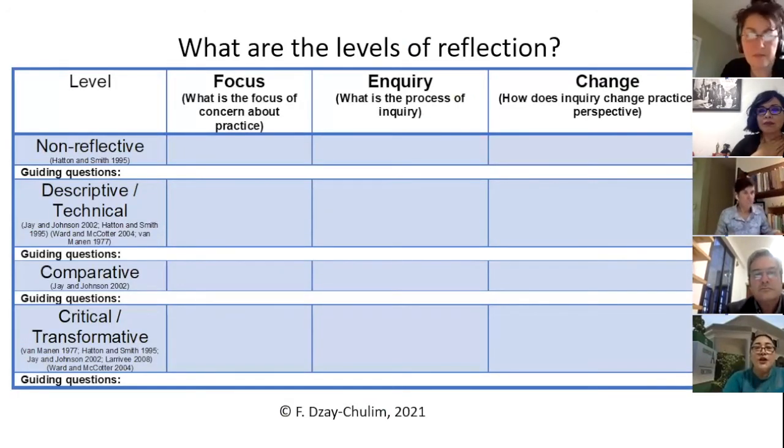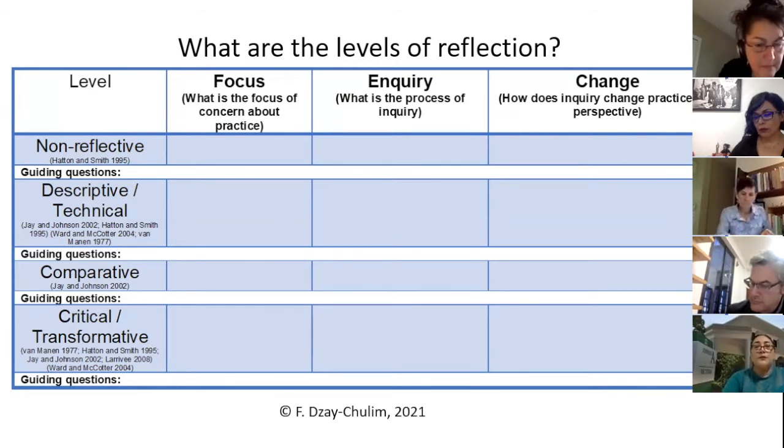Thank you. I will show you a classification of the levels that I used during my PhD research back in 2014. My proposal of levels is based mainly on Ward and McCotter's reflection form, while considering other researchers' proposals of typical questions, such as those of Jay and Johnson. It's divided into 4 levels: the non-reflective level, a descriptive or technical level, a comparative one, and a critical or transformative level.